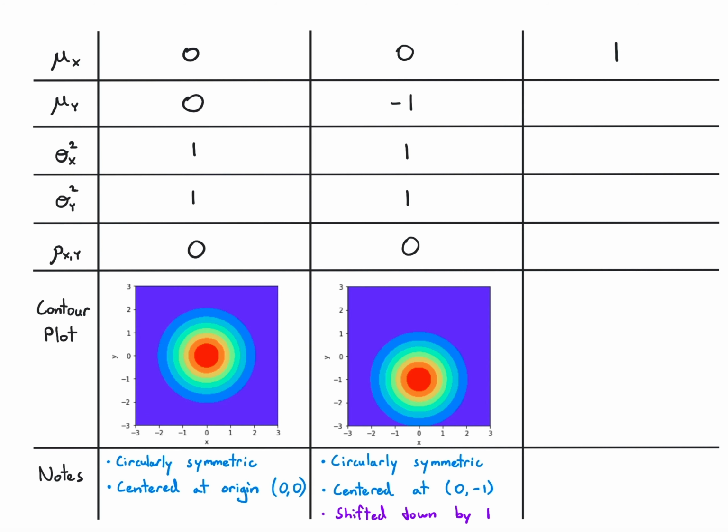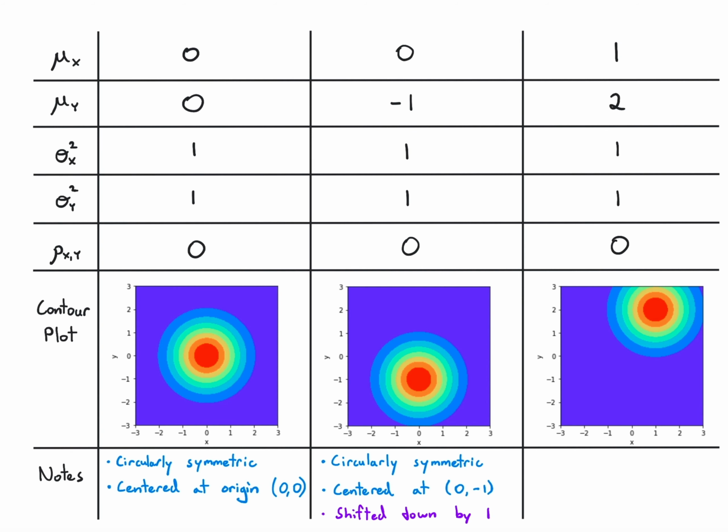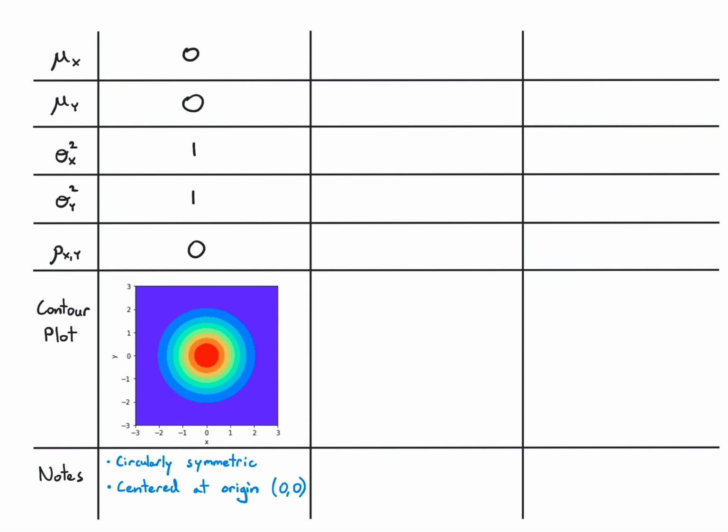So let's do this again. Now I'm going to have x have mean 1, y have mean 2, keep everything else the same. And now I'm going to shift up and to the right. Okay, so again, it's going to be circularly symmetric. Now the center has moved to be the mean of x and the mean of y, which is now 1 and 2. Okay, so it shifted up to match that. And so it shifted right by 1 because of x, and it shifted up by 2 because of y.